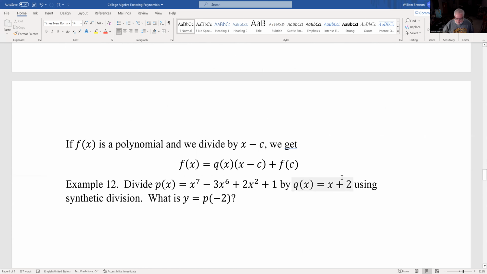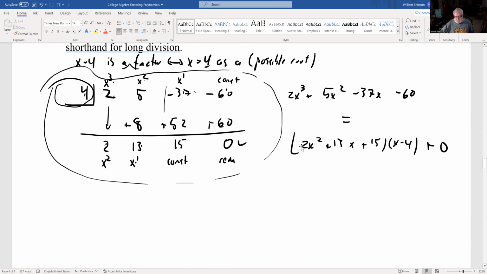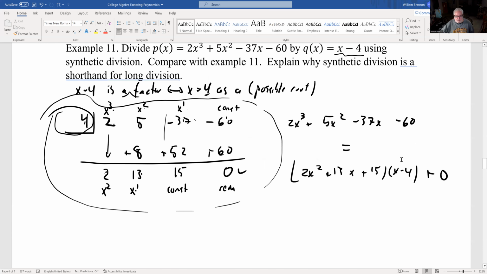So this is the nice thing that we get when we do synthetic division by a factor, x minus c. You get something that looks like that. And we got that here, right? Our function is equal to the quotient, which is 2x squared plus 13x plus 15, times the factor x minus 4 plus the remainder.